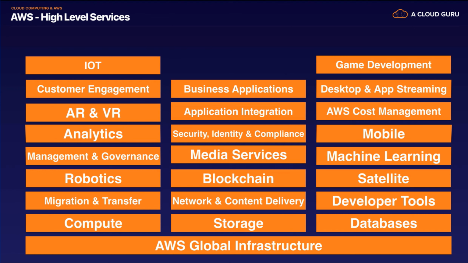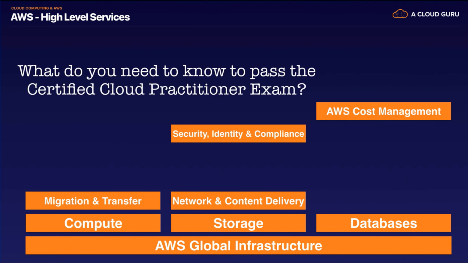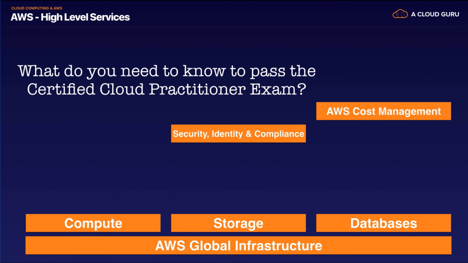So you might be wondering, what is actually applicable to the Certified Cloud Practitioner exam? Well, it's just these services. So compute, storage, databases, migration and transfer, network and content delivery, security, identity and compliance, and then AWS cost management. And that's really all you need to know to pass your Certified Cloud Practitioner exam. We're going to cover this in a lot of detail in the rest of the course. And to be honest, you could probably lose those 2 services as well. So really the core fundamental services are compute, storage, databases, security, identity and compliance, and AWS cost management. That's really what you need to know in order to pass your exam.